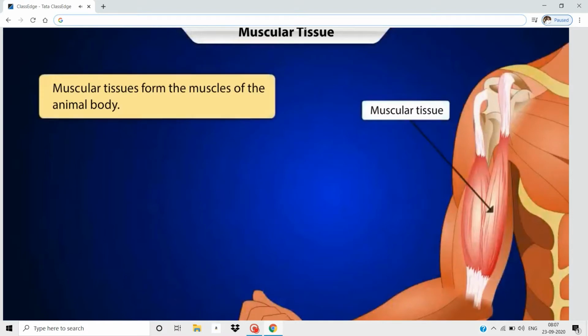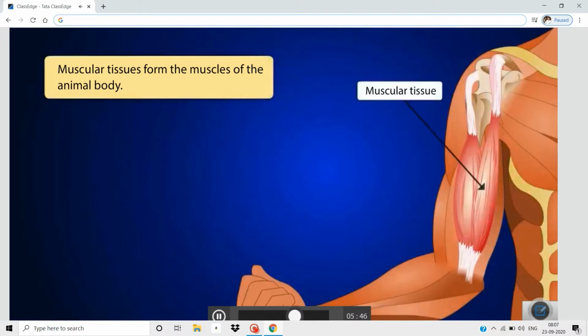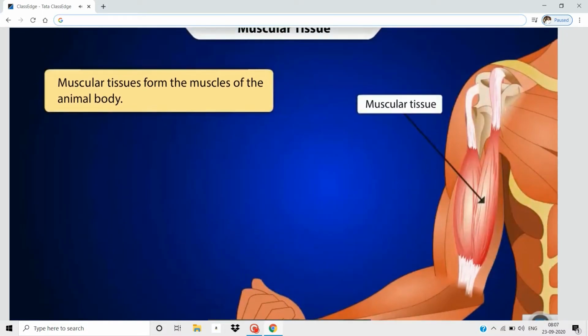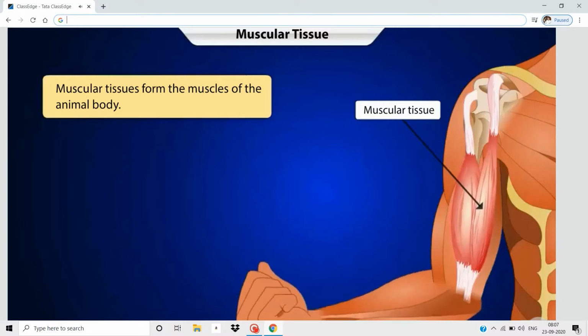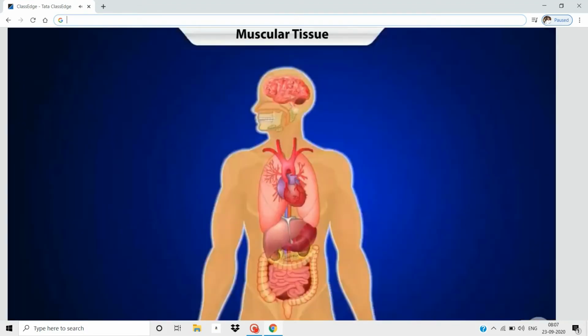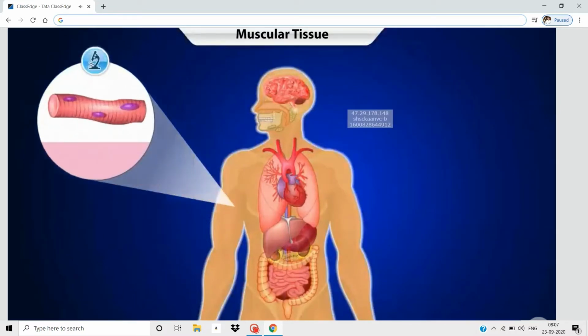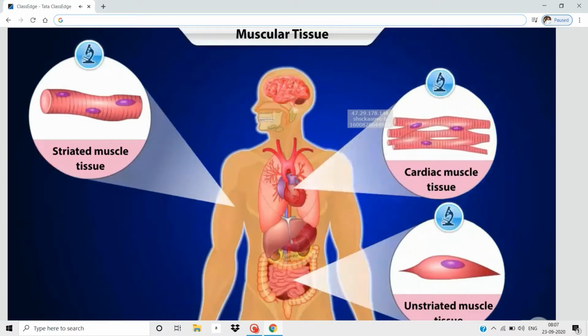Muscular tissues form the muscles of the animal body. They consist of elongated cells, also called muscle fibers. These tissues enable the movement of body structures by muscle contraction. Muscle tissues are classified into 3 types as striated, unstriated, and cardiac.